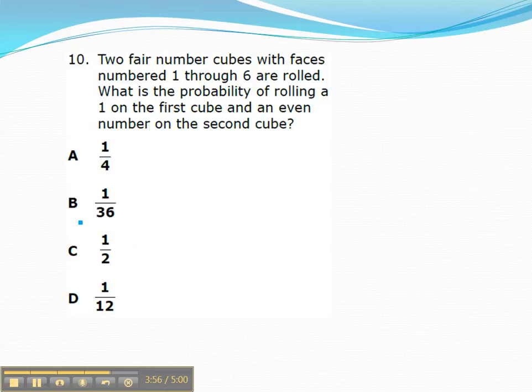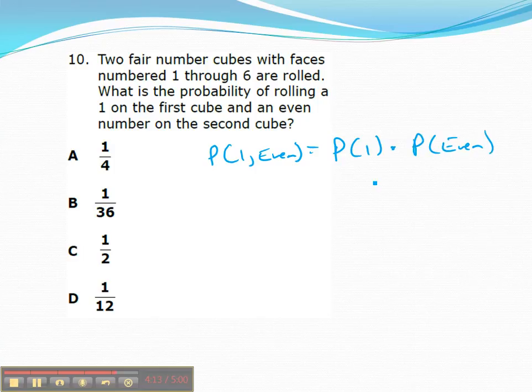Number 10. 2 fair number cubes with faces numbered 1 through 6 are rolled. What is the probability of rolling a 1 on the first cube and an even number on the second cube? So probability of 1 and even is equal to the probability of rolling a 1 times the probability of rolling an even number. The probability of rolling a 1 is 1 out of 6. The probability of rolling an even number is 3 out of 6, or 1/2.